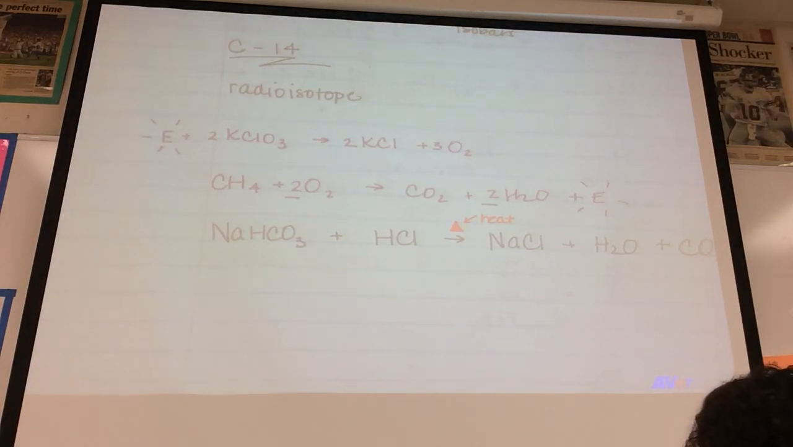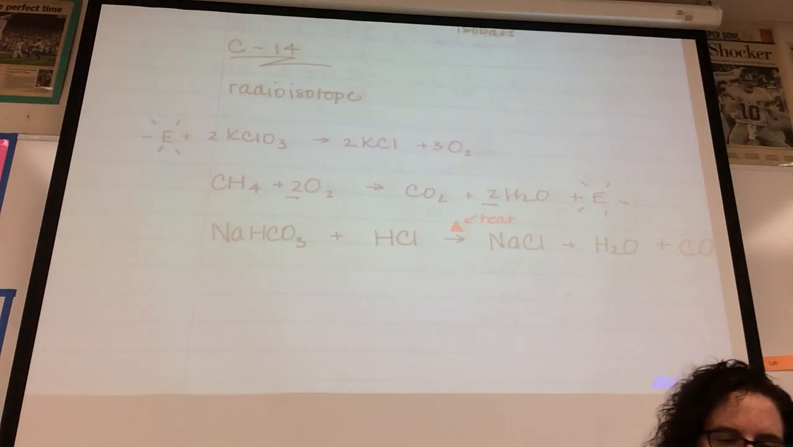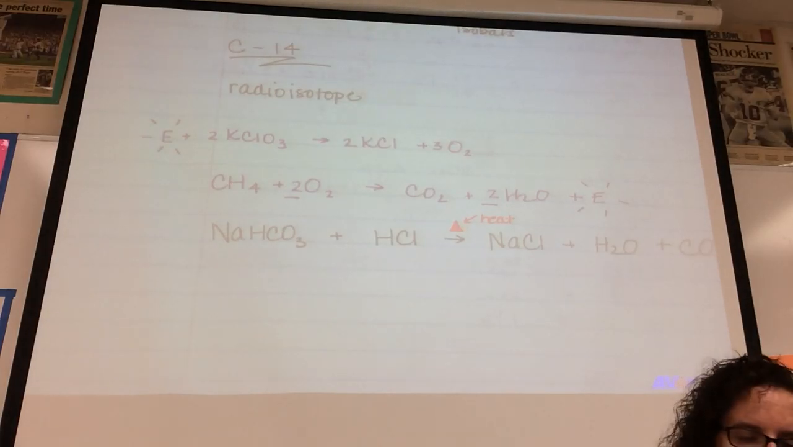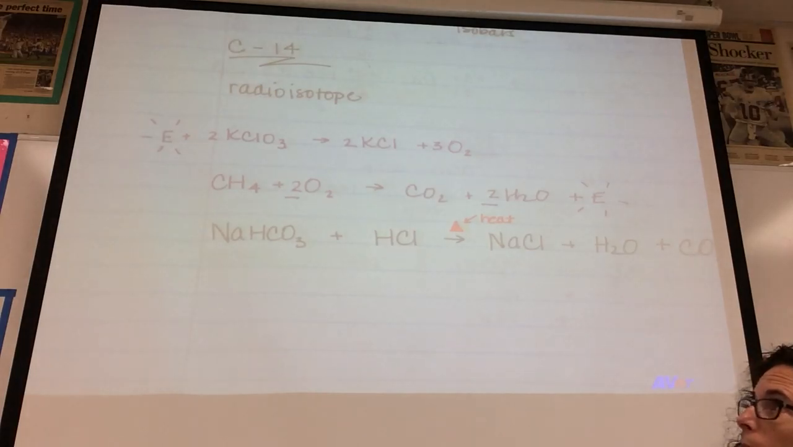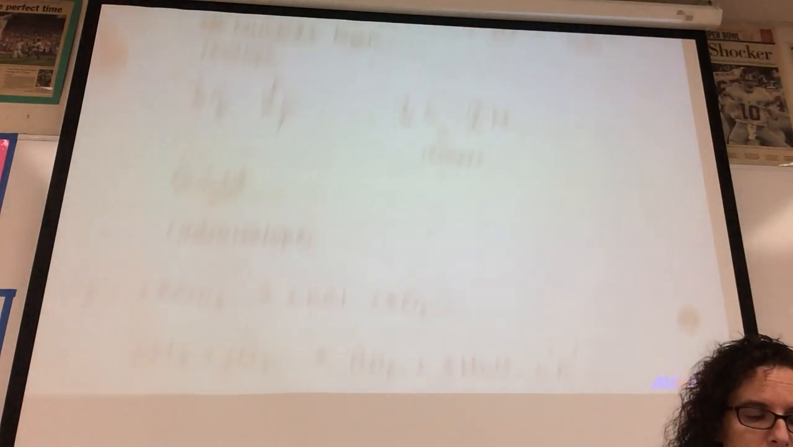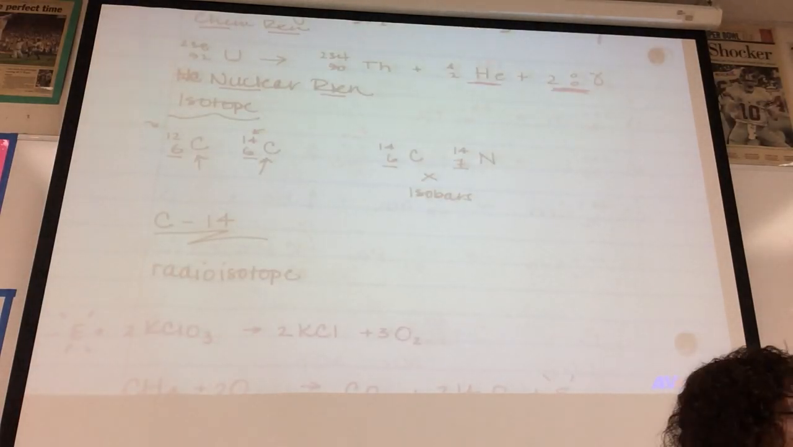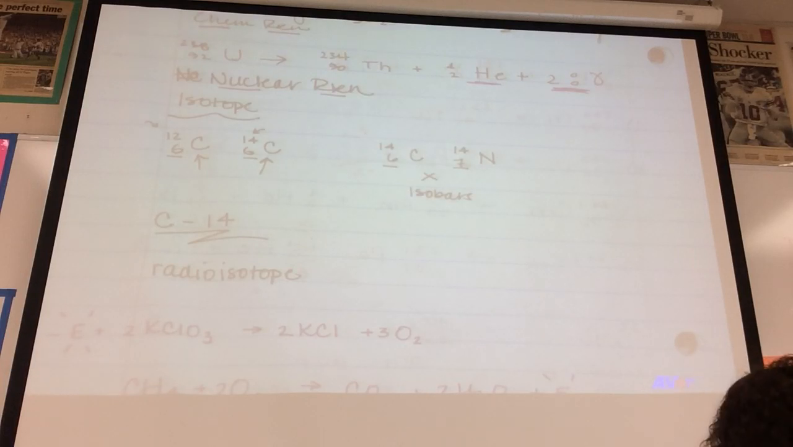We'll talk more about the factors that affect reaction rate, but temperature is one, pressure, concentration, and whether you have a catalyst present would be other factors. Whereas in nuclear reactions, those factors don't play a role. So there are some key differences between chemical reactions and the nuclear reactions we're going to introduce here.